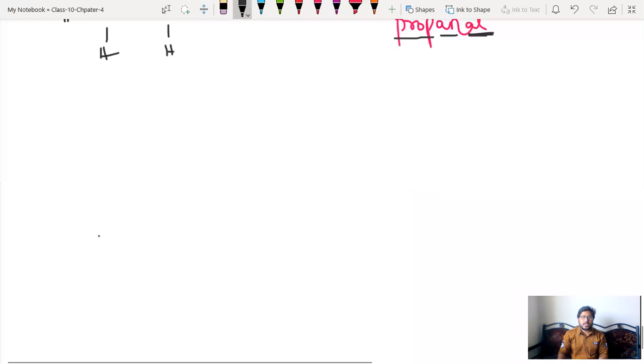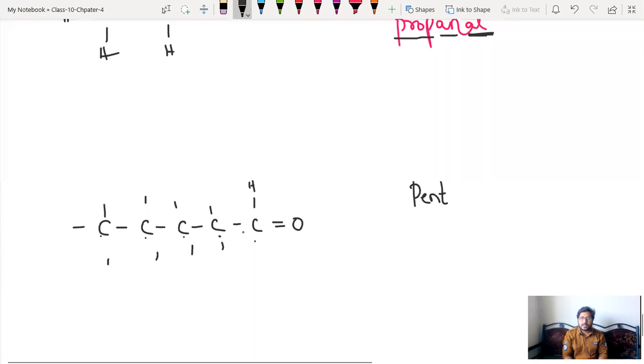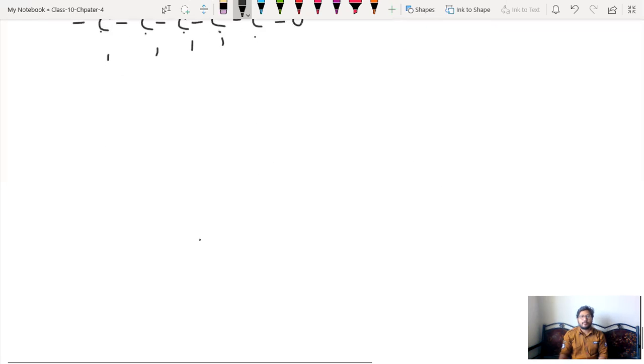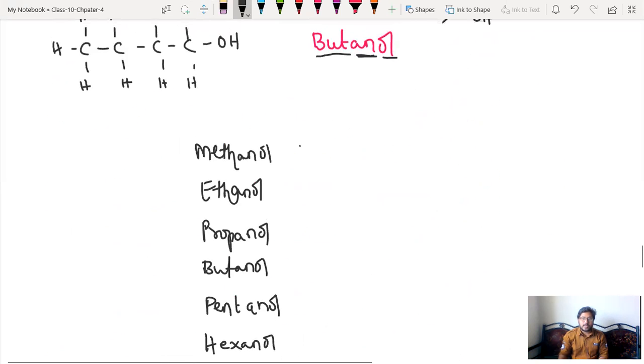Now, if they draw like this, what can we say? 1, 2, 3, 4, 5 with single bonds between carbons, and at last we have double bond O and single bond H, and all hydrogens here. Now it is meth, eth, prop, but, pent. Pent. All single bonds between carbons, alkane, An. Here the functional group is aldehyde. So Al, it will become pentanal. Right? So here what we got?